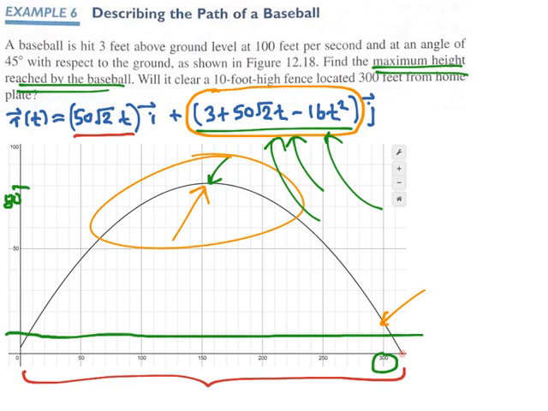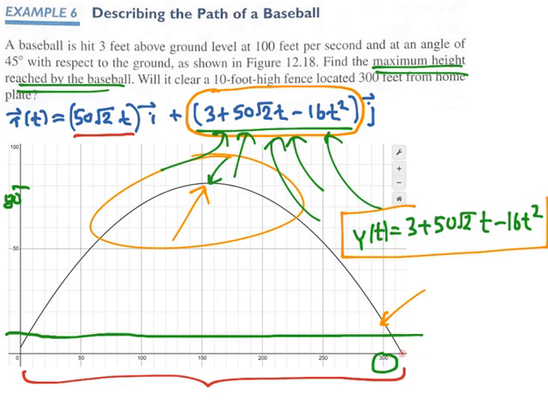maximum of a real valued function, specifically the real valued function y(t) = 3 + 50√2 t − 16t². So we will find the relative maximum of the real valued function that gives us the y component of the position vector. That will tell us the maximum height reached by the baseball, and then we will look at the second part of the question: will it clear a 10-foot high fence located 300 feet from home plate?